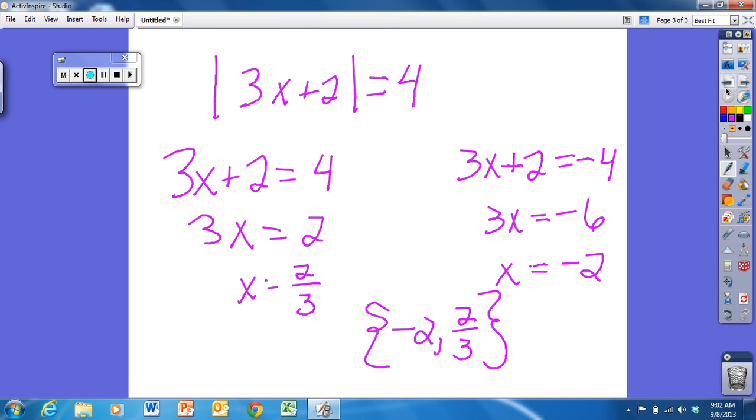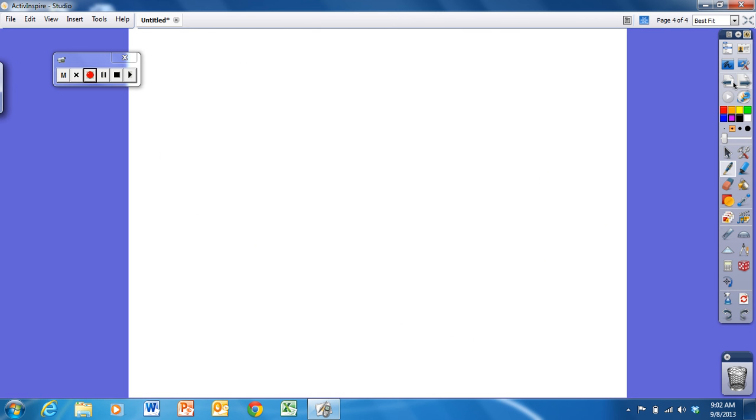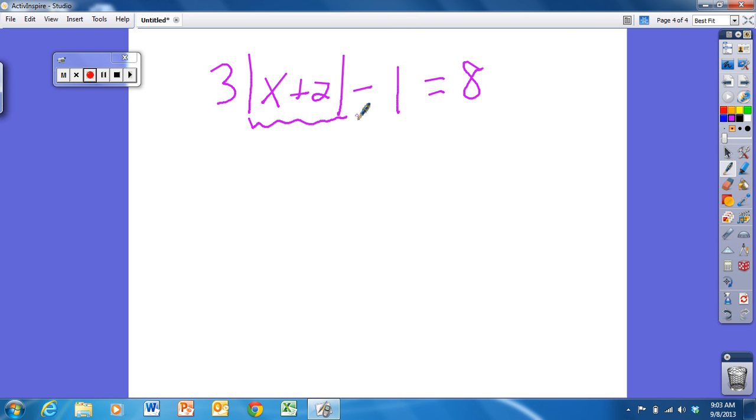Okay, now what happens when it gets a little bit harder? Well, sometimes you have more than one step. So before you set up your two equations in this situation, we're not going to say 3 times the absolute value of x plus 2 minus 1 equals 8, and 3 times the absolute value of x plus 2 minus 1 equals negative 8. We're not going to do that. We're going to isolate the absolute value. So we're going to get this by itself.